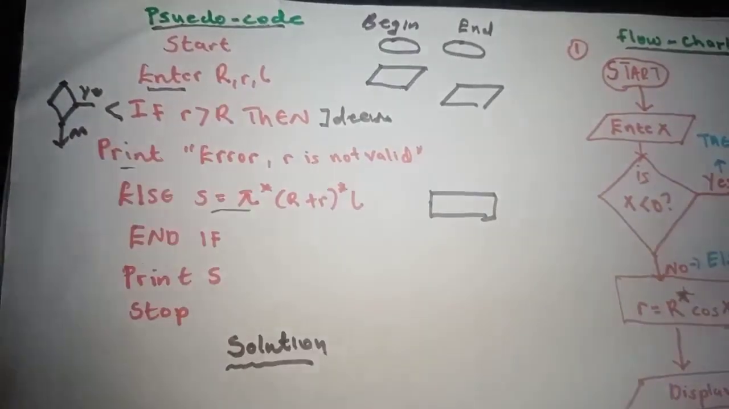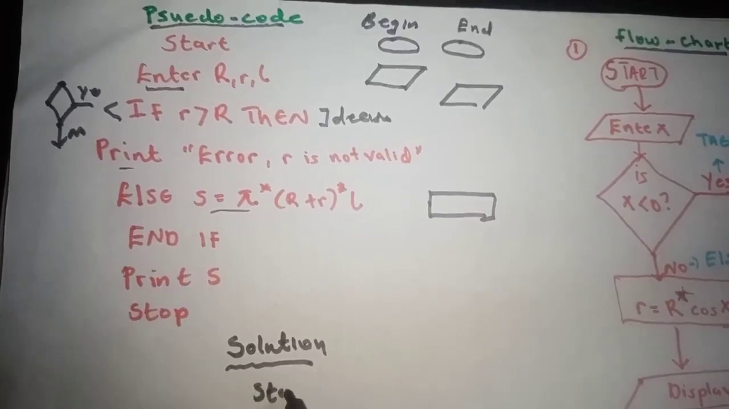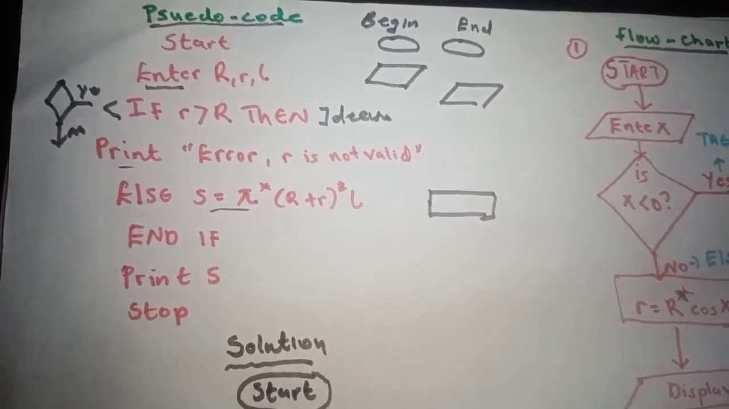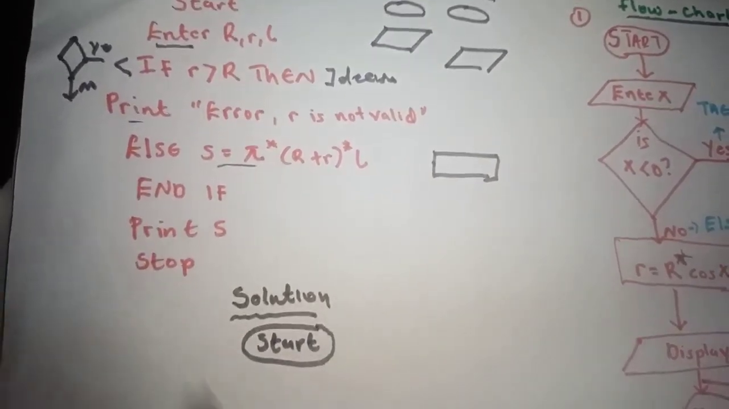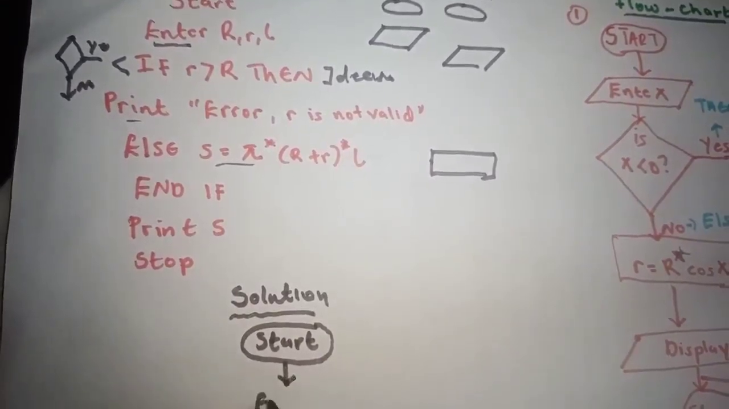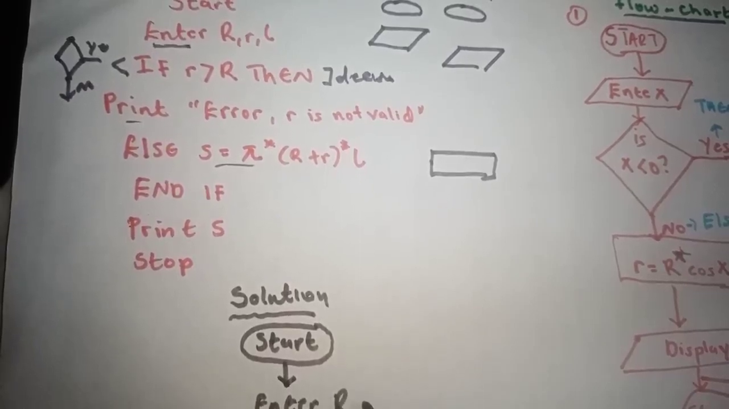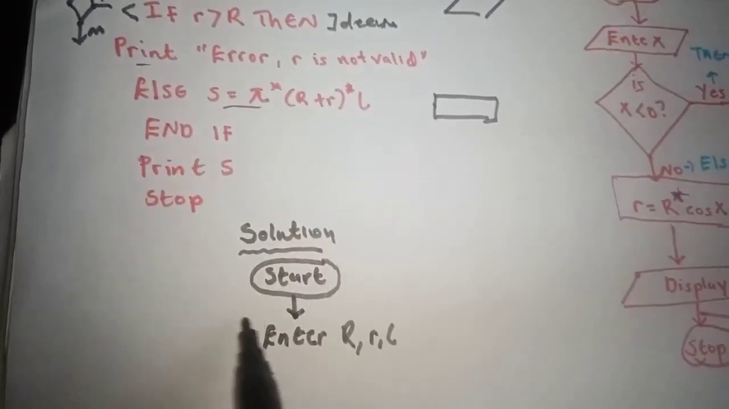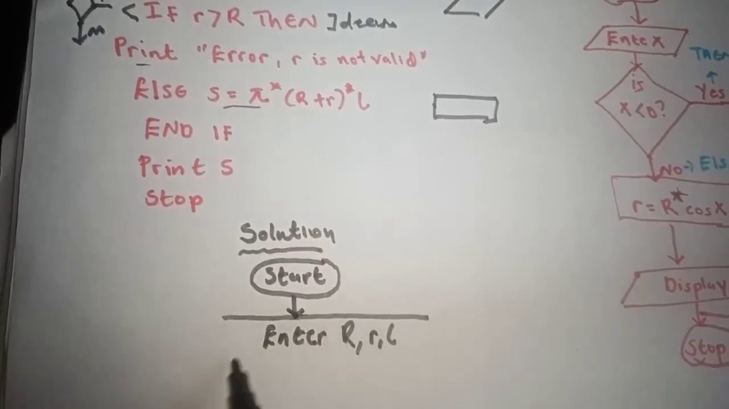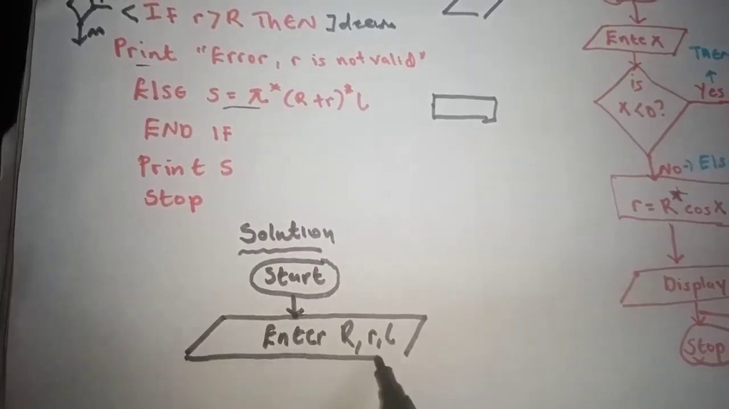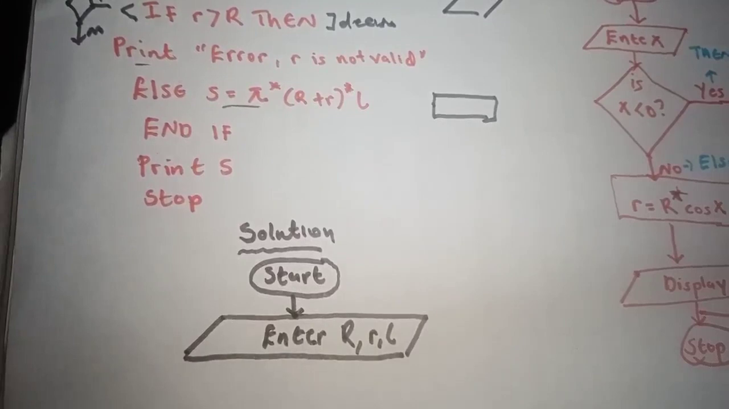So we have start here. I'm going to write start, then you put it in an elongated circle. Then you have enter, so you put an arrow down. You write enter R, small letter R and L, just like this. But the shape now is a rectangle with slanting sides. We call this a parallelogram.